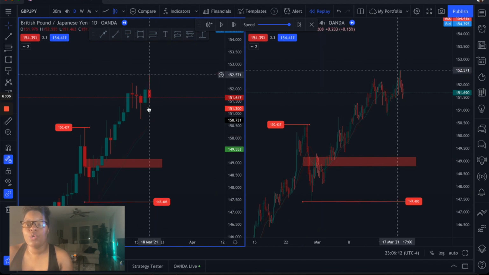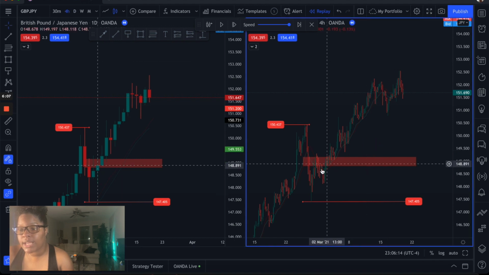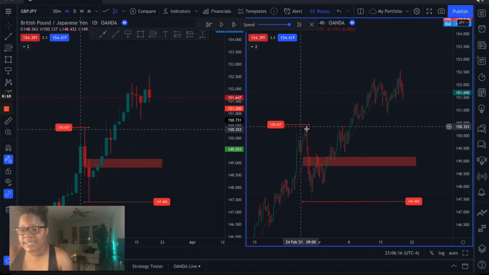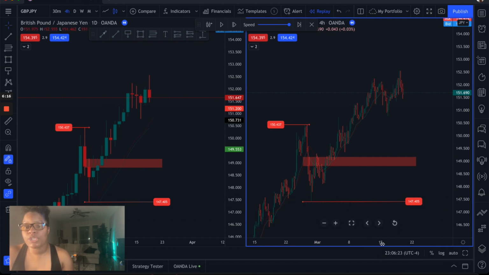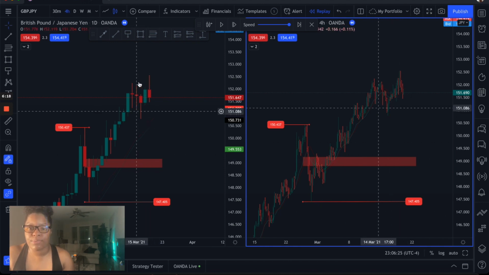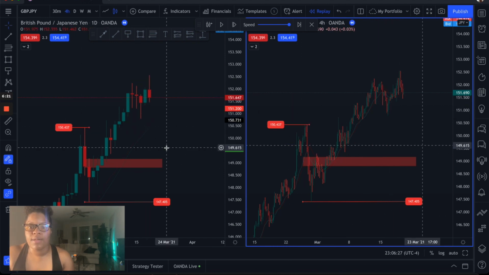So that being said, I'm looking at price 150.437 and then price 147.40, and price has skyrocketed up, which is very great. And then when I look here on the 4-hour time frame, that's the same information, 150.437, 147.405, which is very great as well. So I can see that price is in an uptrend because price just went higher than 150.437.